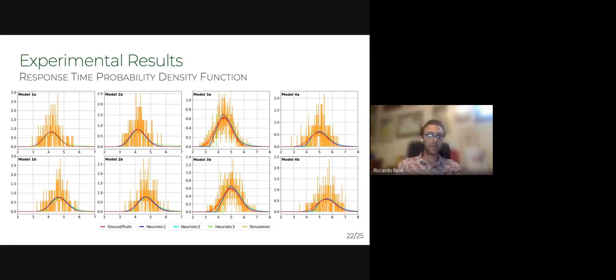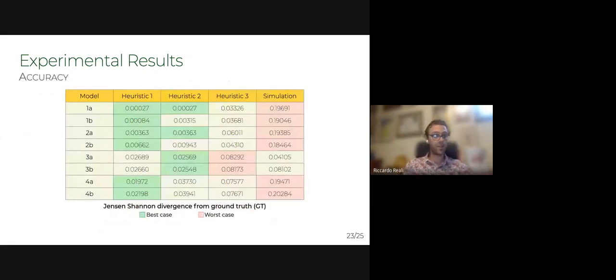This is supported also by the Jensen-Shannon values shown here in this table, where every row refers to a specific model, every column to a specific technique, and the rows are ordered from the simplest to the most complex model. As can be seen, heuristic one scores the best values in the majority of the cases, while heuristic two is the closest competitor, since it sometimes scores the same value as heuristic one and other times better values. On the other hand, the simulation scores the worst result, except for models 3A and 3B, where heuristic 3 got the worst ones.